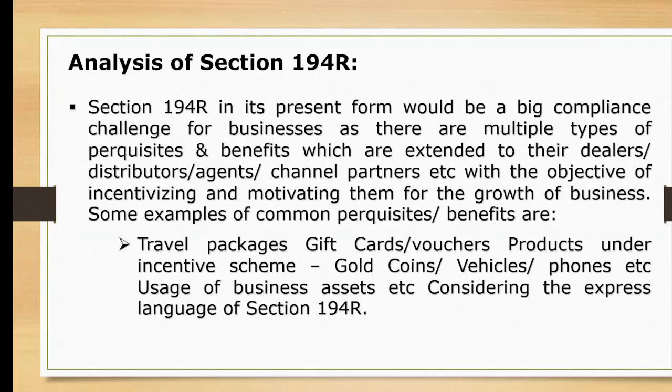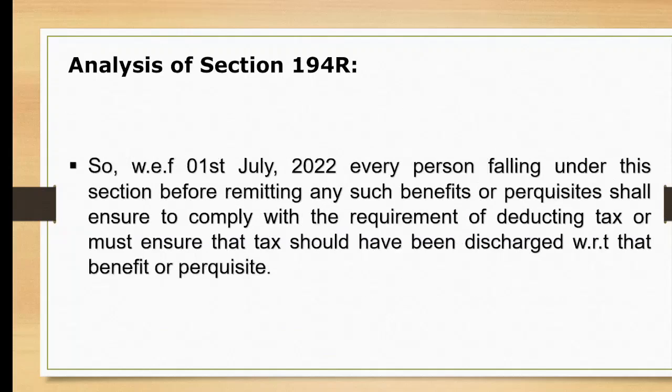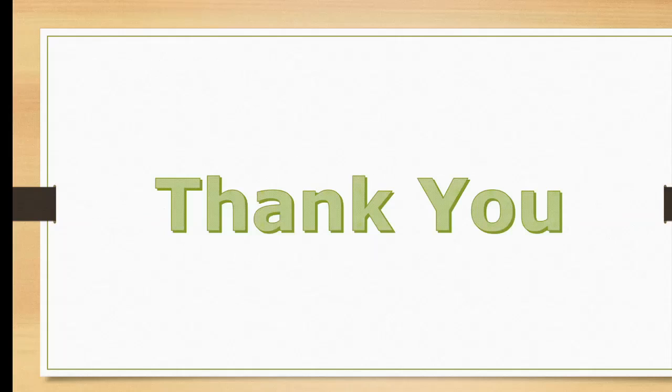If a company wants to give a benefit or perquisite to its distributor or supplier to promote their business or boost their sales, of any kind, such as a travel package, gift card, gold coins, phones, vehicles, or incentive, then this is covered under section 194R, and TDS would be applicable before providing the benefit or perquisite. TDS at the rate of 10% will be applicable on this, and with effect from 1st July 2022 this section is applicable. So guys, this is section 194R.